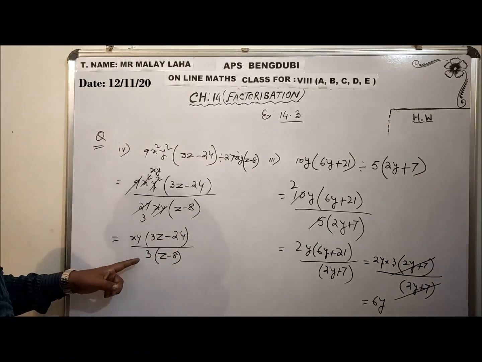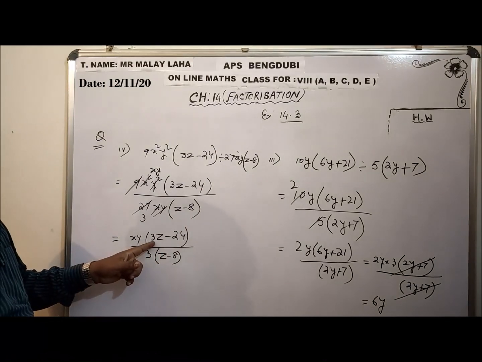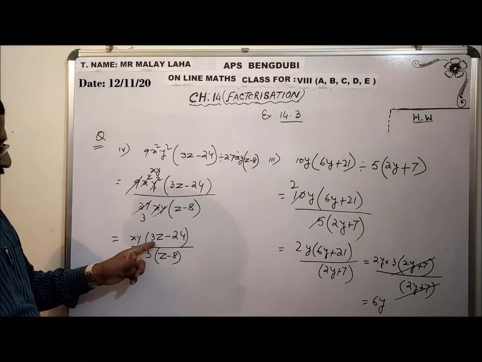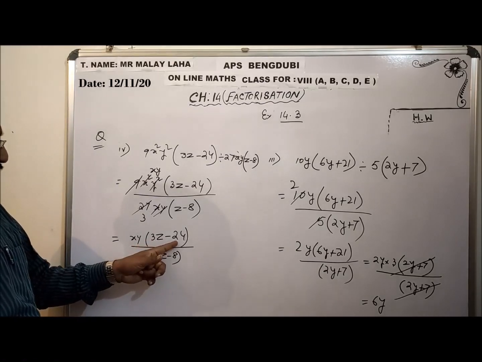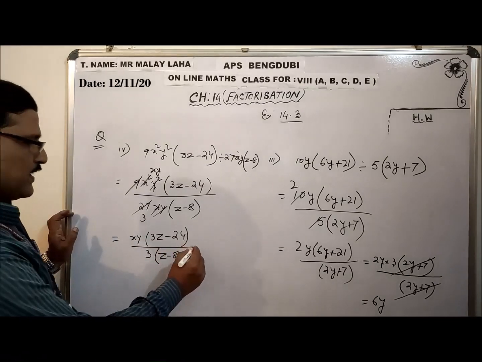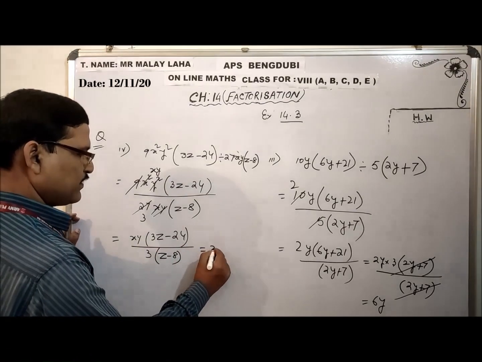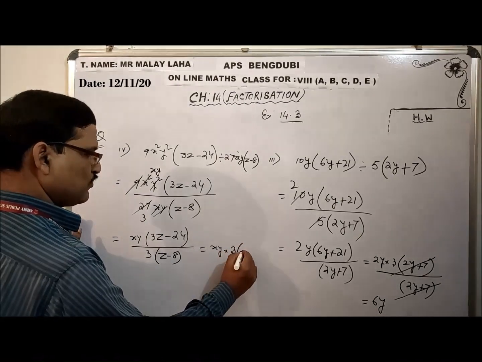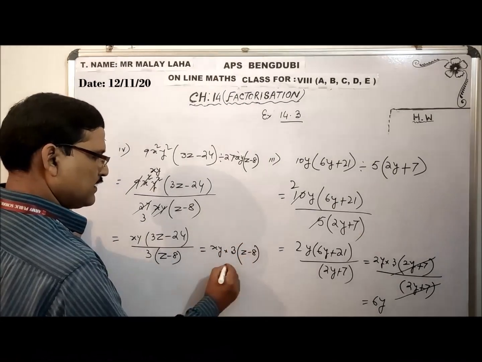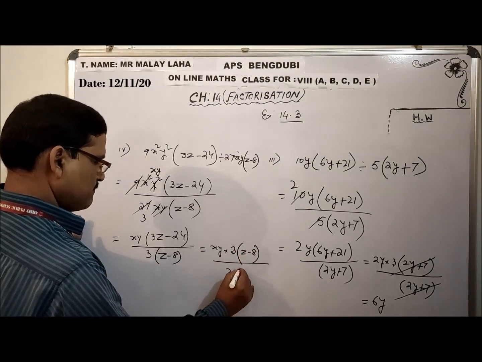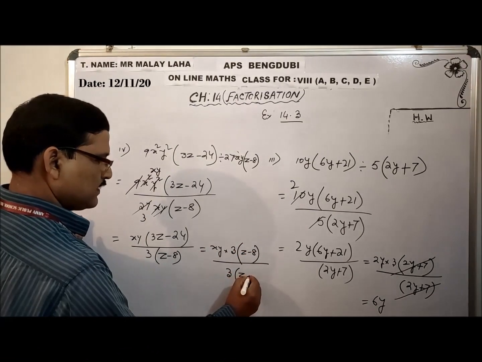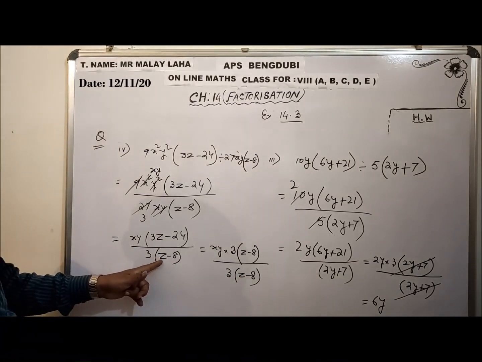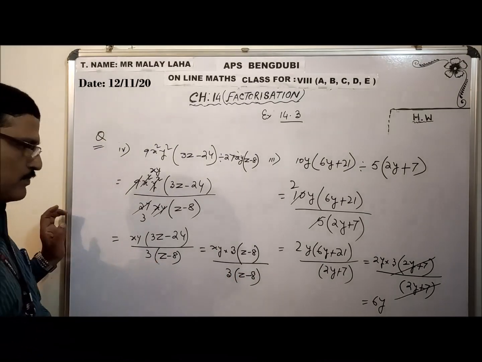Now it is not the final. Again you have to take common from the numerator so that it can cut with z minus 8. So 3z is divisible by 3, 24 also divisible by 3. So I can take common and the number can be reduced. xy multiplied, what can you take common? 3, and it will be z minus 8, and on the bottom 3 (z minus 8). So instead of taking common, you can multiply and you can increase the number also. That is also one procedure.